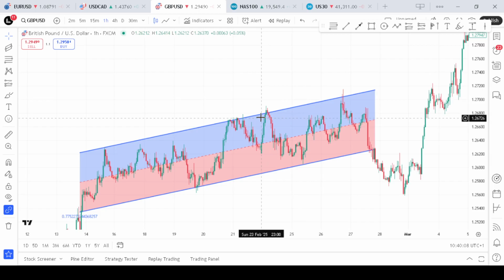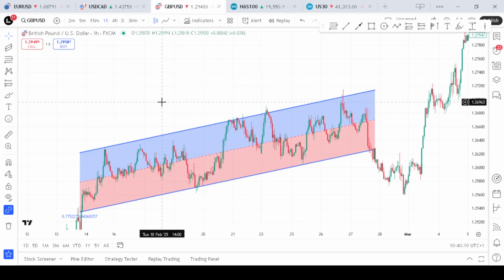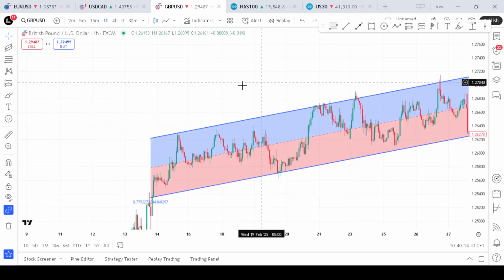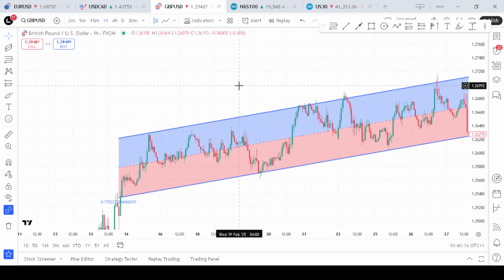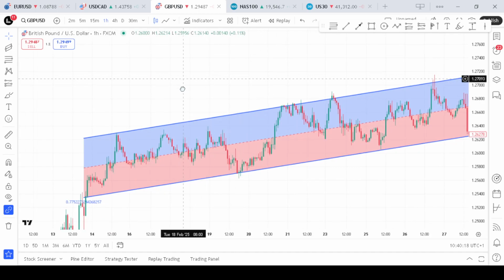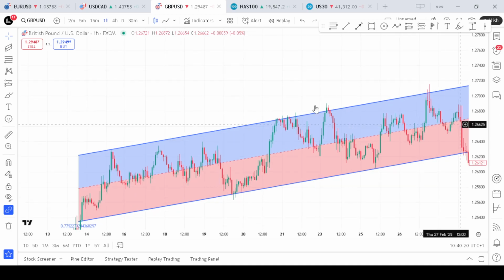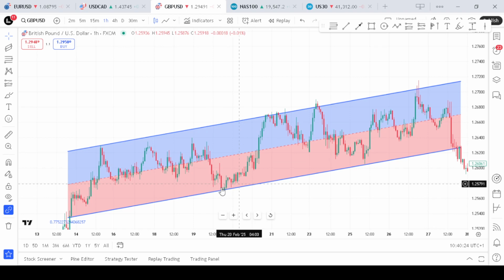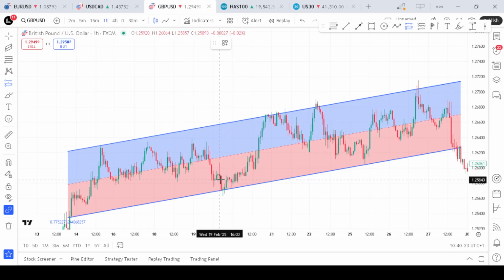Now, to manage your risk effectively, you have to always set a stop loss. For a buying trade, you place your stop loss below the lower boundary of the channel. So let's see how we can execute this. At this area in the market, when we notice price has come to our lower region, after price has gotten to our lower region, we will decide to enter the trade.